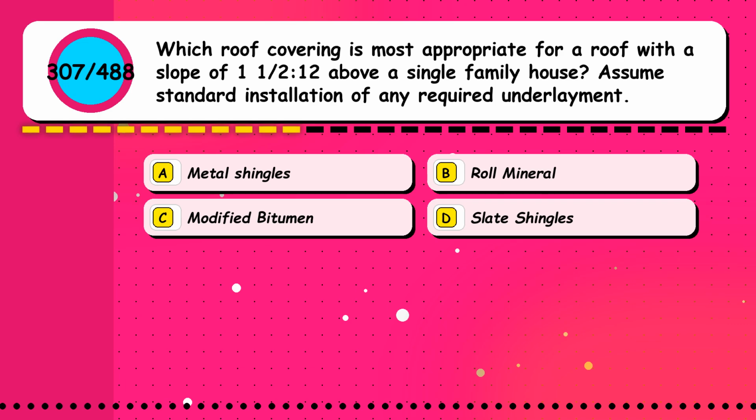single-family house? Assume standard installation of any required underlayment. Option A, metal shingles. Option B, roll mineral. Option C, modified bitumen. Option D, slate shingles.